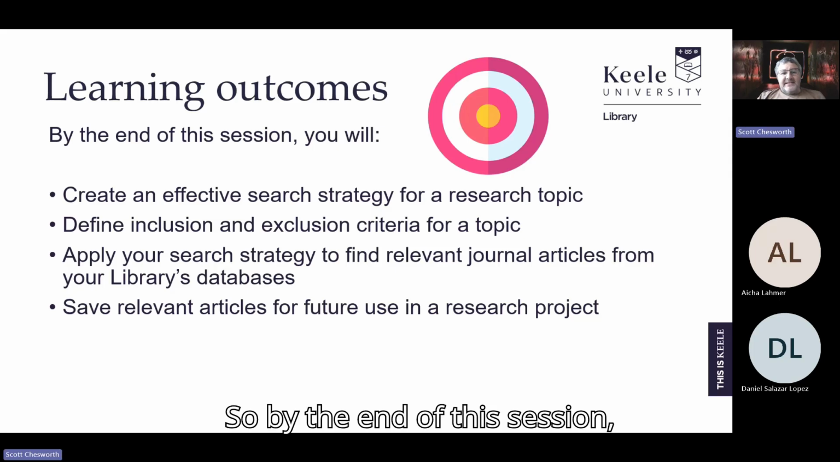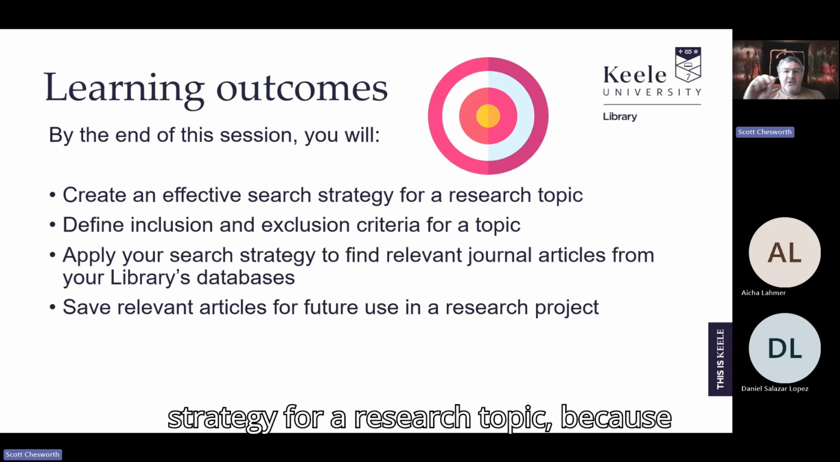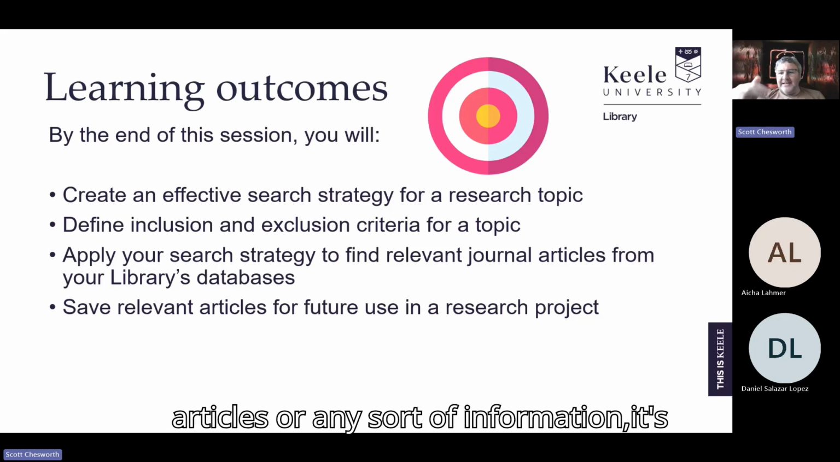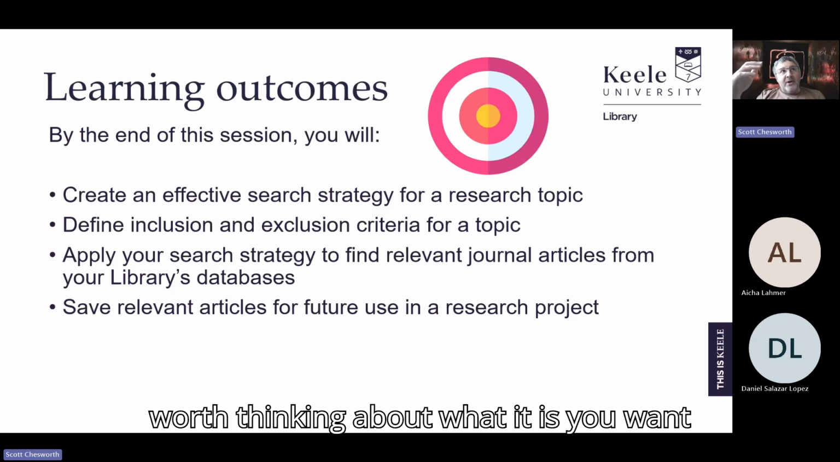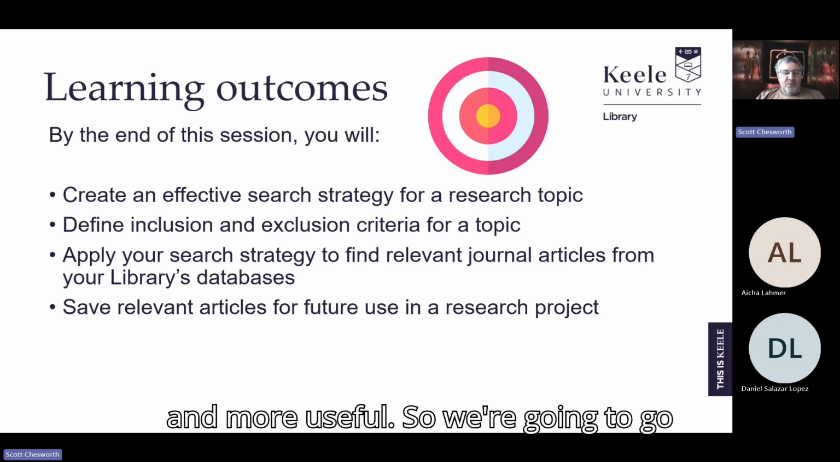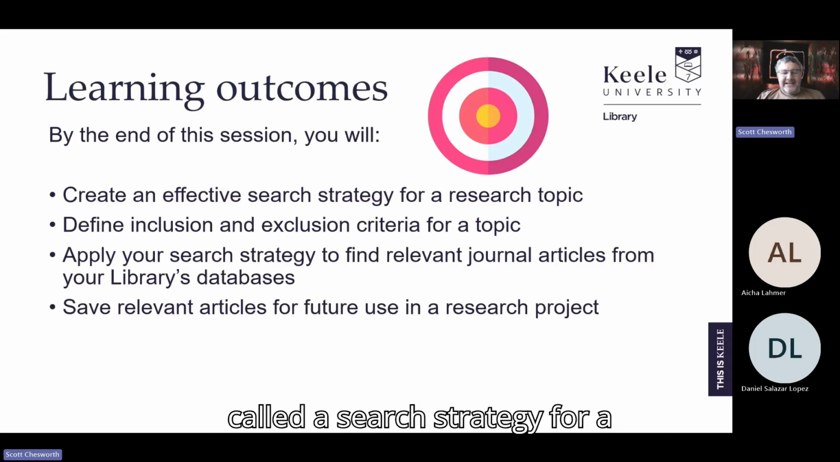So by the end of this session, you will create an effective search strategy for a research topic, because before you start searching for journal articles or any sort of information, it's worth thinking about what it is you want to search for to make your searching more optimal and more useful. So we're going to go through the process of creating what's called a search strategy for a particular topic.